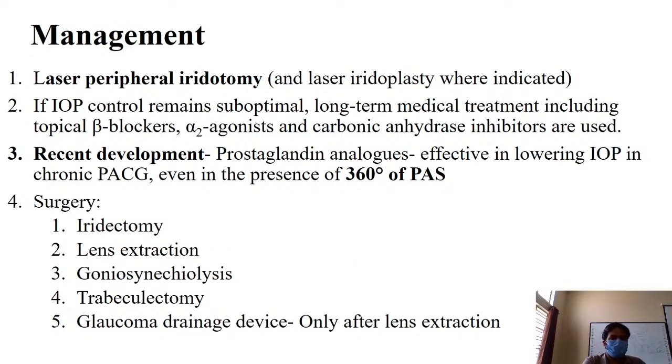How do you manage these patients? We have to do laser PI whenever indicated. And if IOP is not getting maintained at an optimal level, you may give these patients topical drugs such as beta blockers or alpha 2 agonists. And surgery is indicated. Mostly the surgeries which we do are iridotomy, lens extraction, and trabeculectomy.